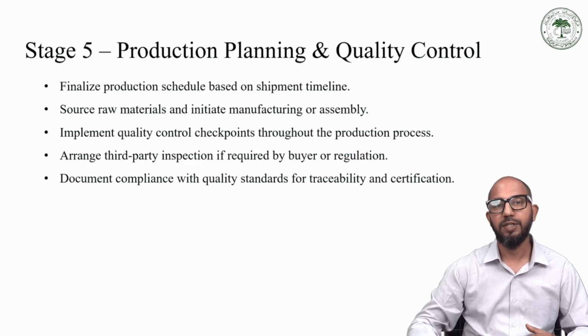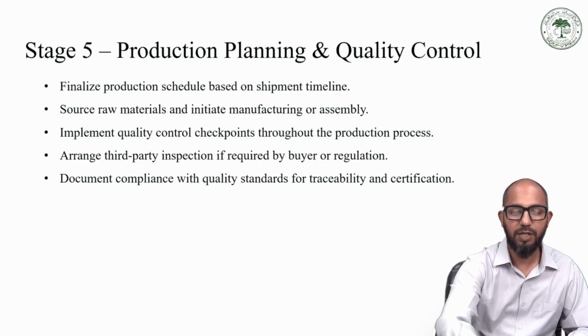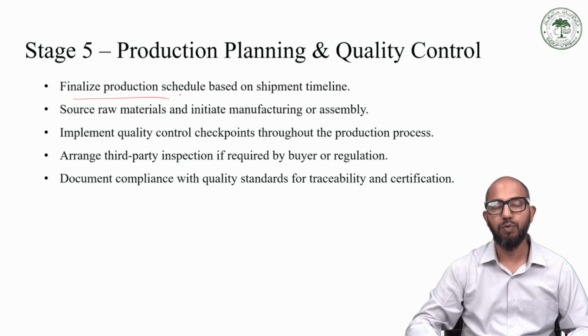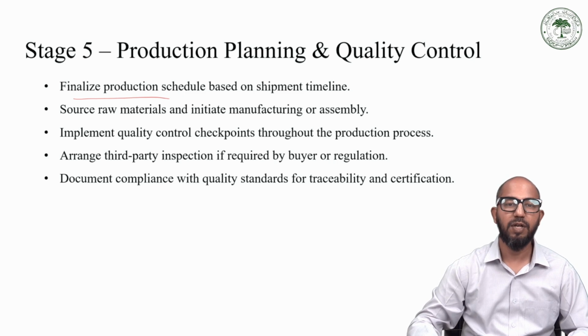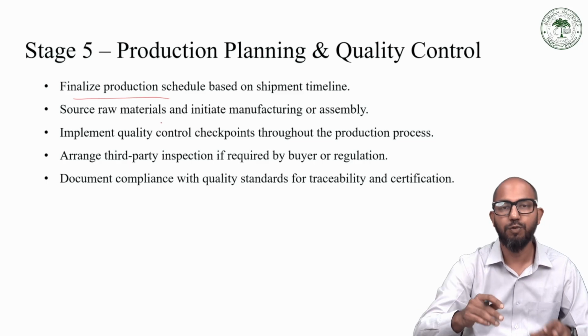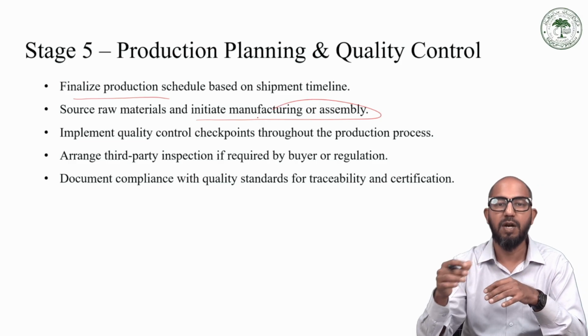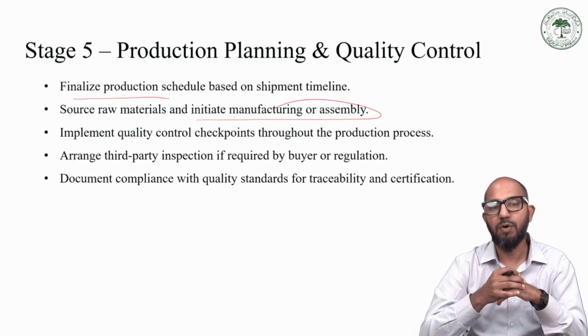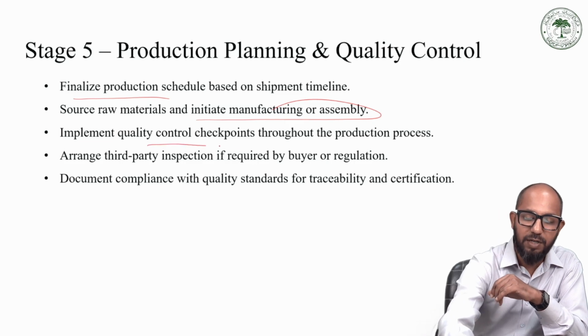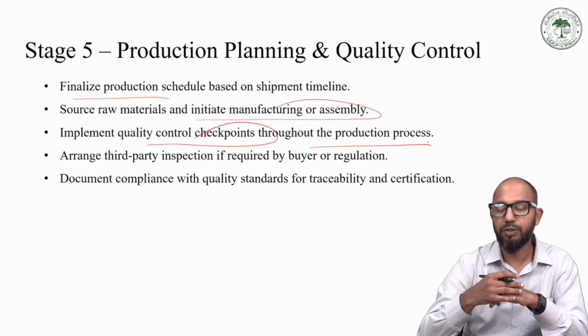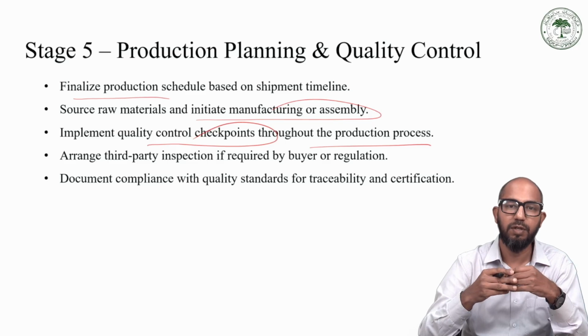After that comes the fifth stage, in which production planning and quality control is set up. In this particular stage, the production schedule is finalized based on the shipment timeline. After that, the source of raw material needs to be identified and manufacturing or assembly starts. In this stage, quality control checkpoints are also implemented throughout the production processes.